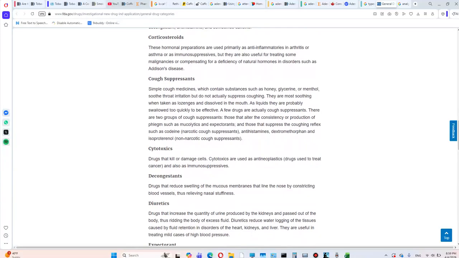Corticosteroids. These hormonal preparations are used primarily as anti-inflammatories in arthritis or asthma or as immunosuppressives, but they are also useful for treating some malignancies or compensating for a deficiency of natural hormones in disorders such as Addison's disease.